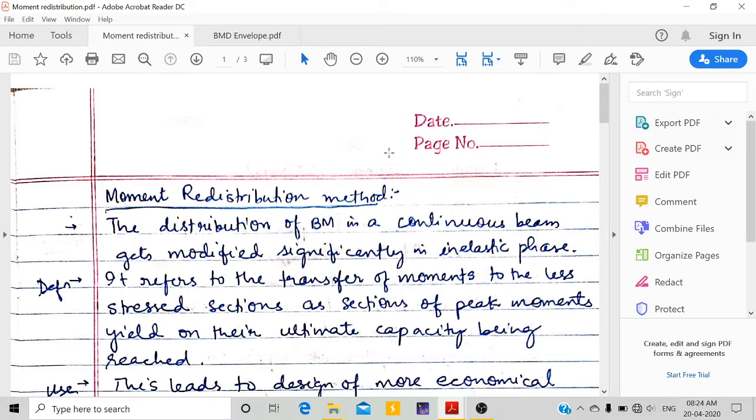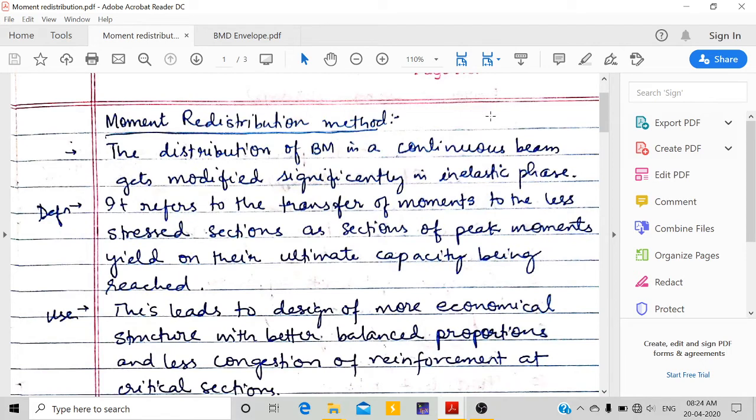Coming to this, the distribution of bending moment in a continuous beam gets modified significantly in the inelastic phase. So if you're using the moment distribution or moment area method, any method to calculate the moment in a continuous beam, we are using the elastic phase only. But in the moment redistribution method, we are also using the inelastic phase.